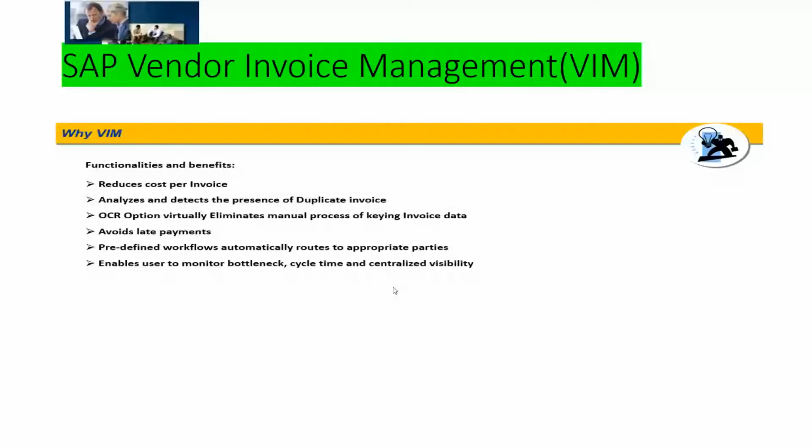Like you can imagine, we are getting one PDF invoice. From there, we have to put it in manually: the document date, the amount, the vendor. We have to enter all these things manually, right? But if we are using this OCR technology, the system can automatically pull that data and put it in the correct field. So there is less chance of errors happening.